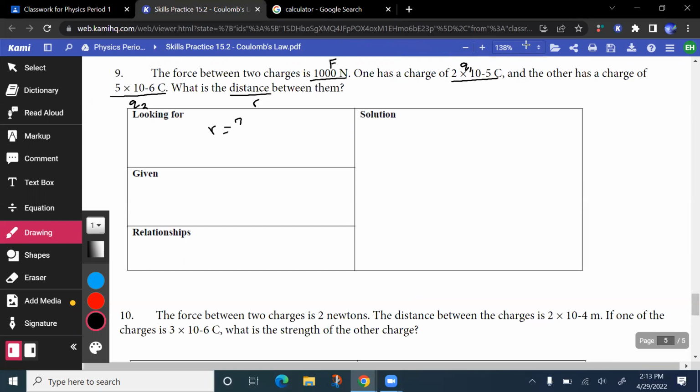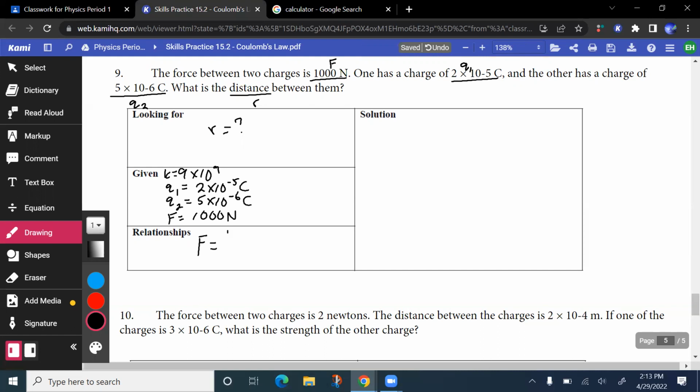So just like number 8, you're solving for distance. We're given 9 times 10 to the 9, that's our value for K. We're given charge 1, charge 2, and the amount of force. Charge 1 was 2 times 10 to the negative 5 coulombs. Charge 2 was 5 times 10 to the negative 6 coulombs. The force was 1,000 newtons.